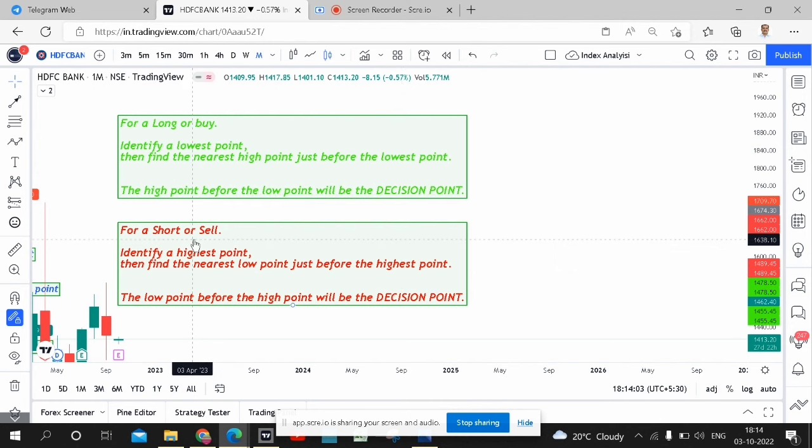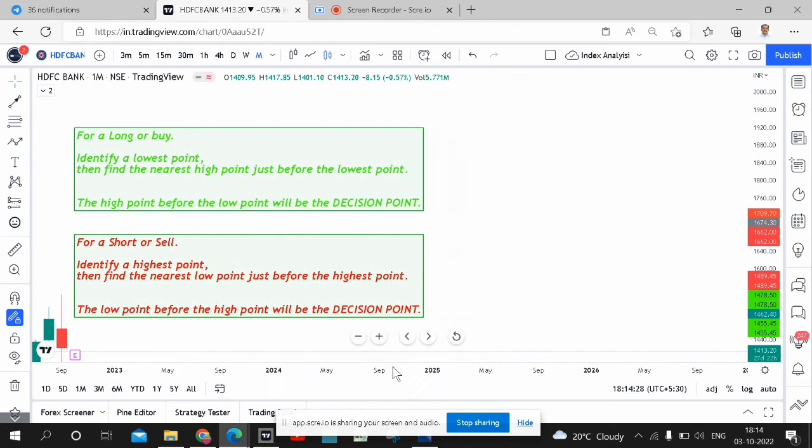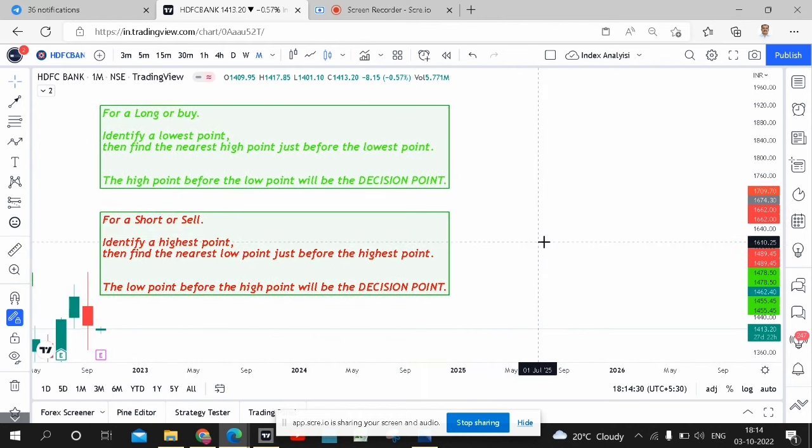The same thing for a short or sell: identify a highest point, and after identifying the highest point, find the nearest low just before the highest point. So that becomes your decision point for sell. One should be able to identify this decision point. It is very important because this is where a trend reversal happens.